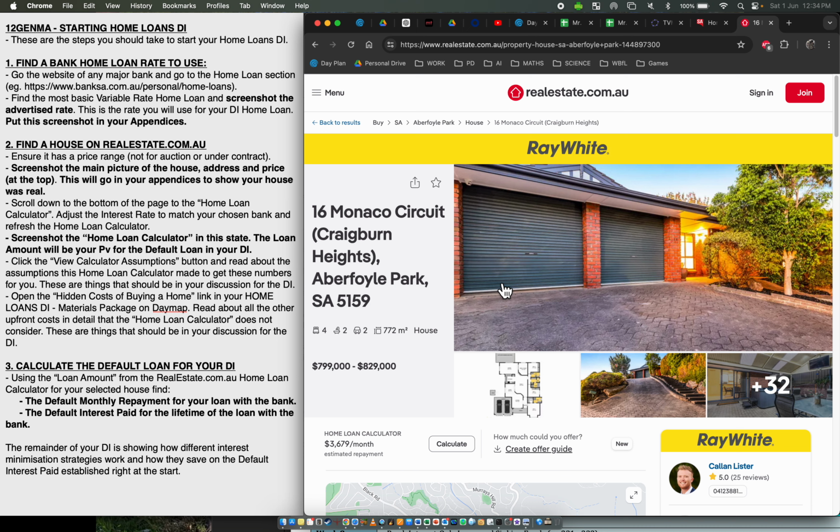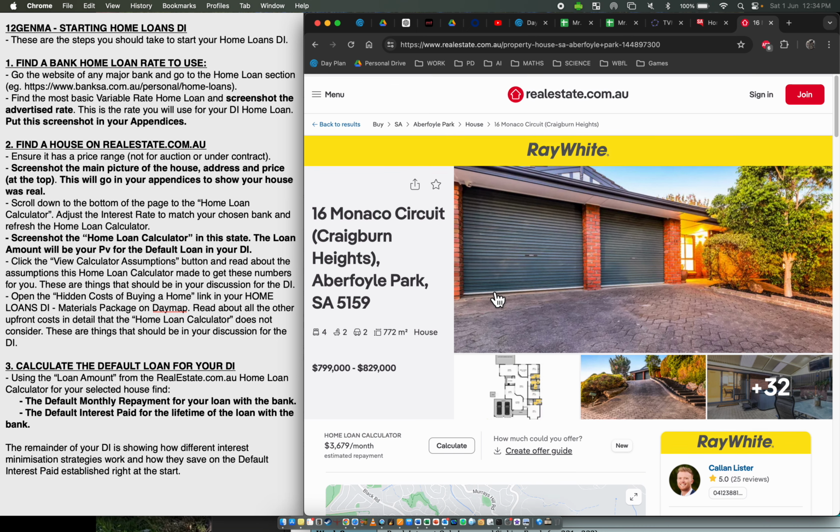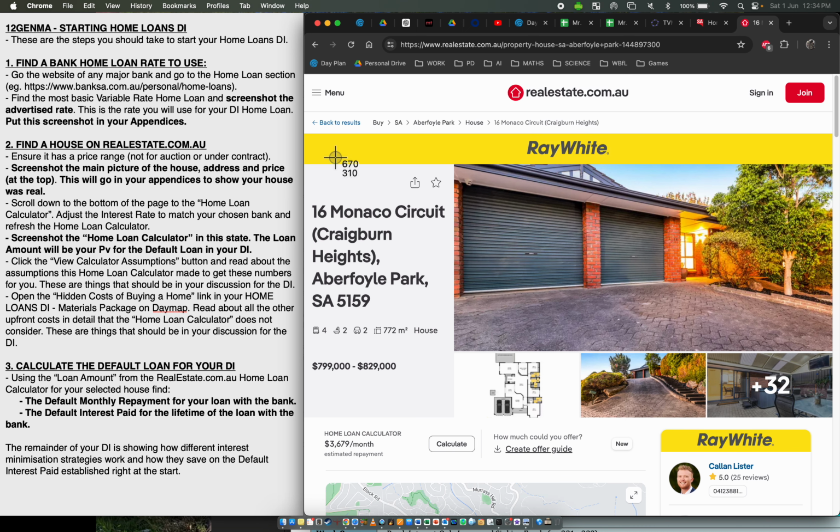Screenshot the main picture of the house, address and price at the top. So this, I will screenshot this area. And literally the only purpose of that is to show that this thing exists and is real. Okay, you just didn't make it up. And that goes in your appendices.